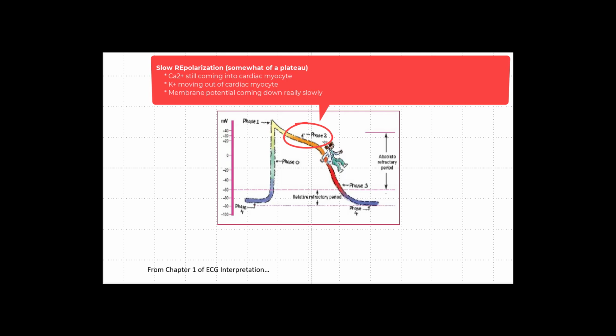And the reason that it's coming down very slowly is that we still have calcium coming into the cell, but at the same time we have potassium moving out of the cell. And so the charges of calcium coming in are being balanced by the potassiums that are leaving, and that's helping to maintain almost a plateau. Not a true plateau, but it's representing sort of like a plateau here in phase 2. Basically what we see is that the membrane potential is held in the positive range for longer than we see in a traditional action potential from, say, a nerve cell.